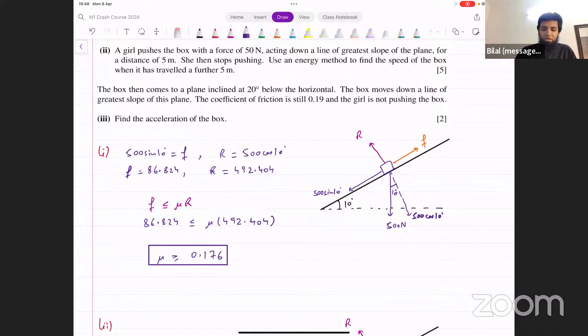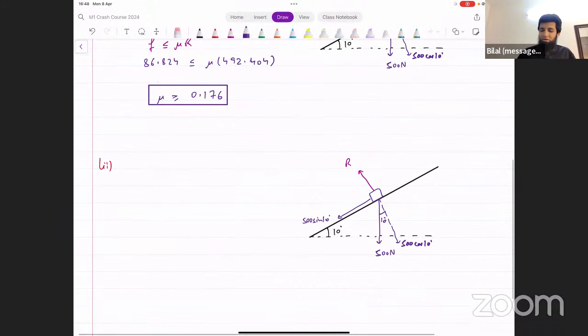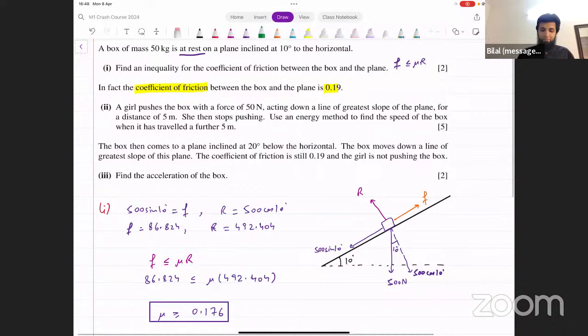A girl pushes the box with a force of 50 Newton, acting down a line of greatest slope of the plane for a distance of 5 meters. Now, she's pushing the block downwards, so there's a force acting in this direction with a magnitude of 50 Newton. After she pushes the block for 5 meters, she stops pushing. Use an energy method to find the speed of the box when it has traveled a further 5 meters. Okay.